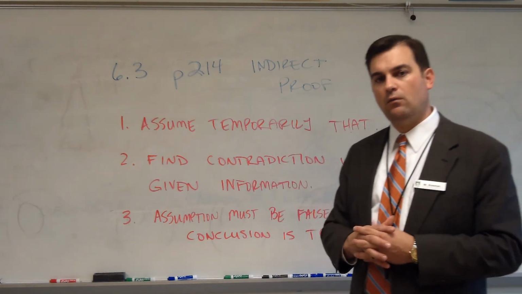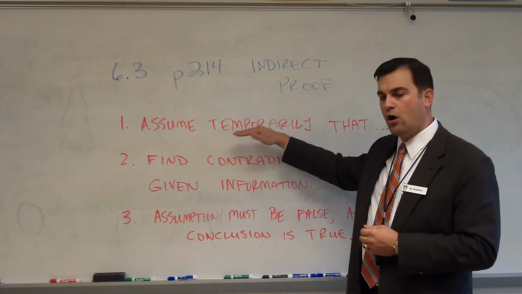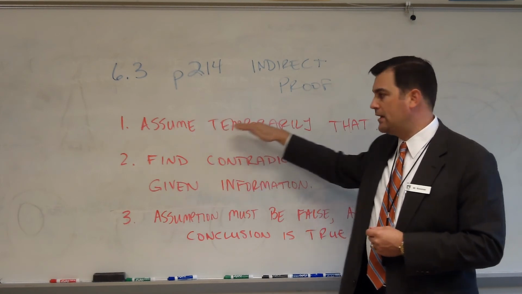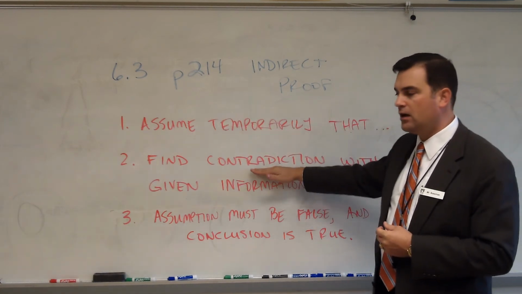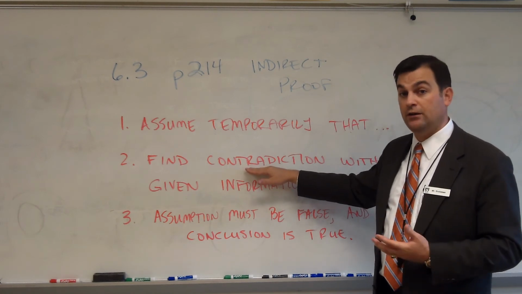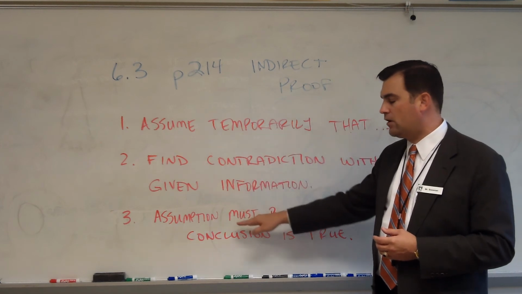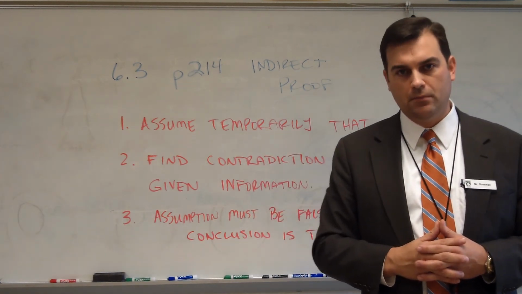That's the big part that I want you to get from this lesson, is that it's very crucial to always begin an indirect proof by assuming that my conclusion must be false. Then find a logical contradiction using the given information. And then once you've proved that this assumption is false, you've proven indirectly that your conclusion must be true.